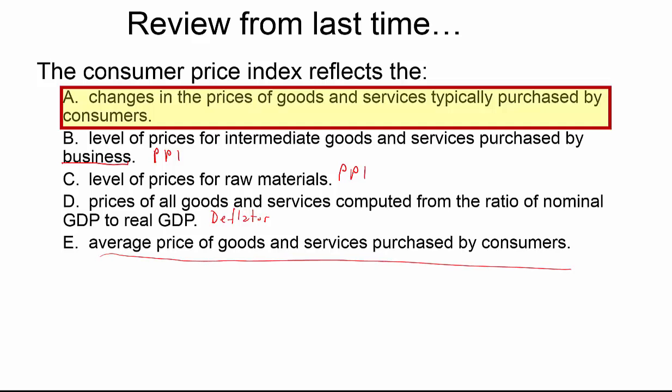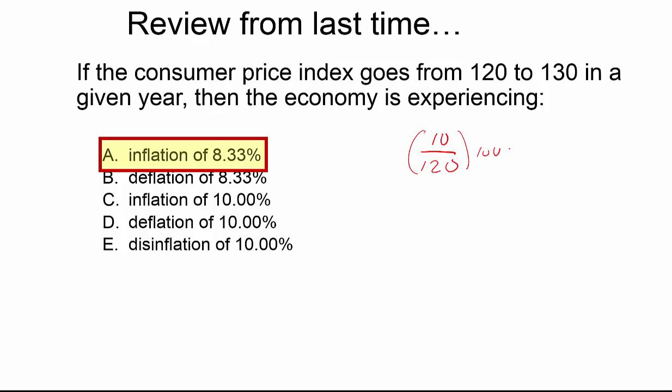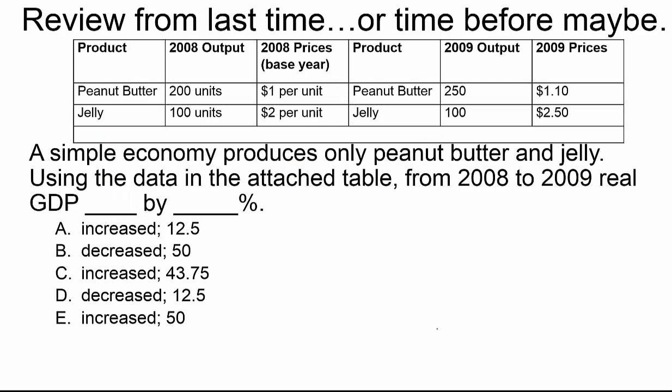Alright, if the Consumer Price Index goes from 120 to 130 in a given year, then the economy is experiencing inflation of 8.33%. Why do we know that? We take the difference between the two price levels. 130 minus 120 is 10, and we divide that by the original amount, which is 120. Multiply that by 100, and we see that prices have increased by 8.33%. So that's how that goes.